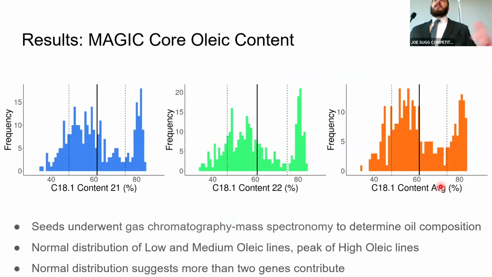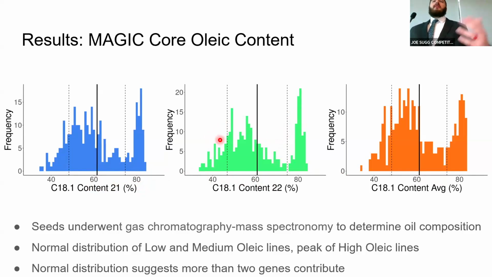So now we need to look at our oleic content to go, okay, are we seeing just 2 genes or multiple genes? So with our oleic content, our seeds underwent gas chromatography mass spec to create phenotyping data over 2 years, 2021, 2022, and then the average. We can see that we have a normal distribution of low oleic and middle oleic phenotypes, and then we have a peak of high phenotypes. Okay, and this normal distribution is suggesting that there are more than just 2 genes segregating within our population.